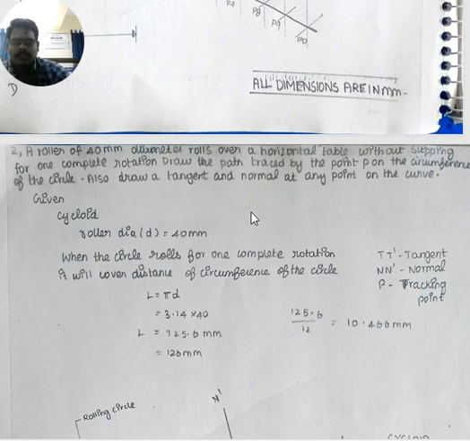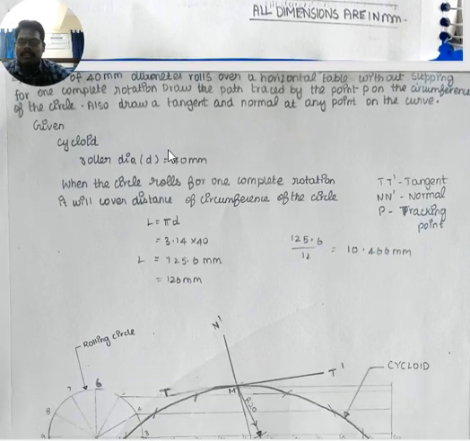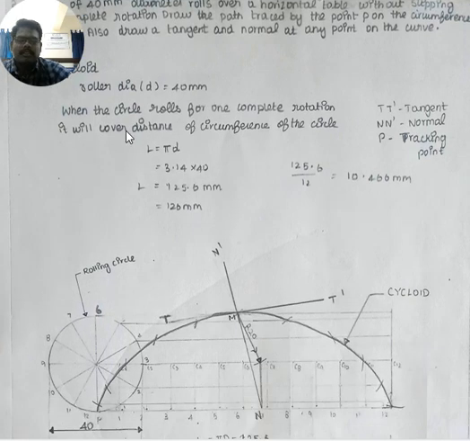After drawing that cycloidal curve, we have to draw a normal line and tangent line at any point on the curve. So first, you have to write the given data and the name of the curve, cycloid. Here the roller diameter, represented by small letter d, is 40 mm. Then you have to write the statement.